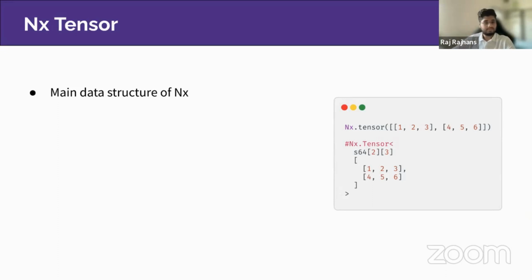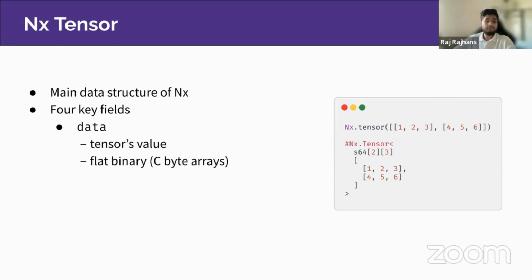All the other functionality that NX provides is just built on top of the implementations of NX Tensor behavior. We'll try to understand the fundamentals of NX Tensor because this will definitely help us. So NX Tensor has 4 key fields: data, shape, type, and names, right? First up is data. It contains the actual data, which is the tensor's value.